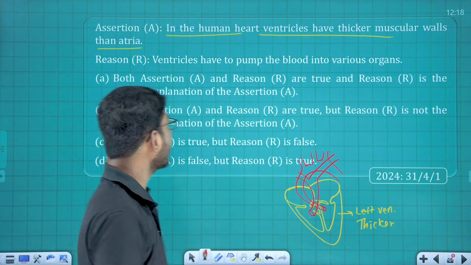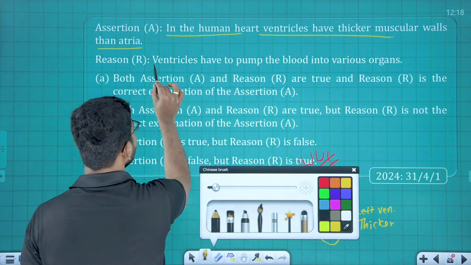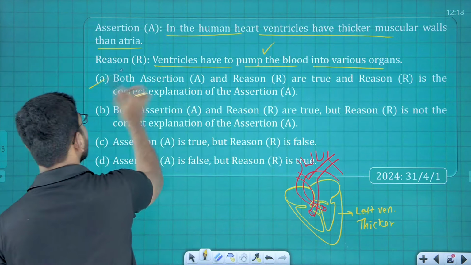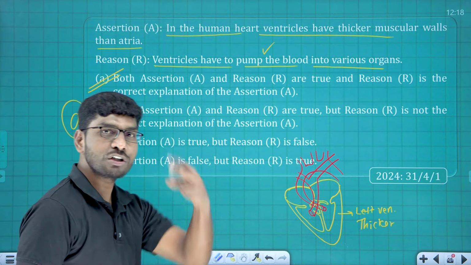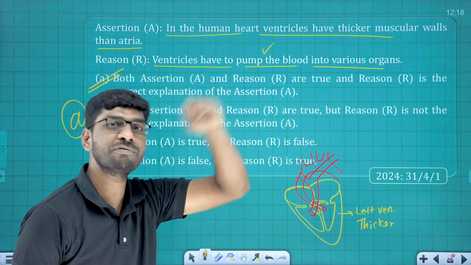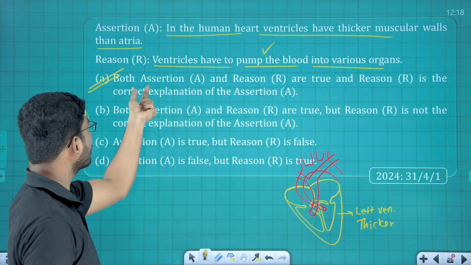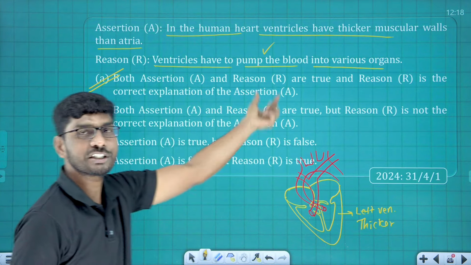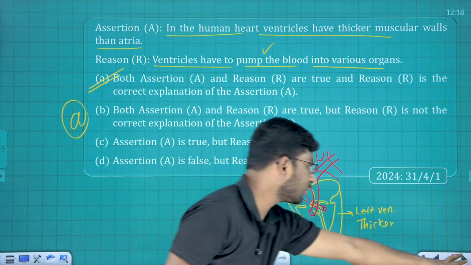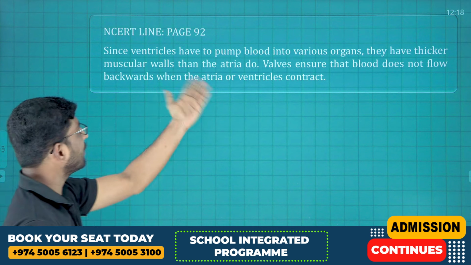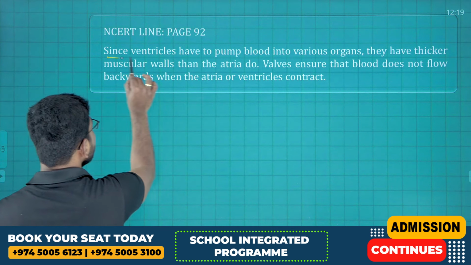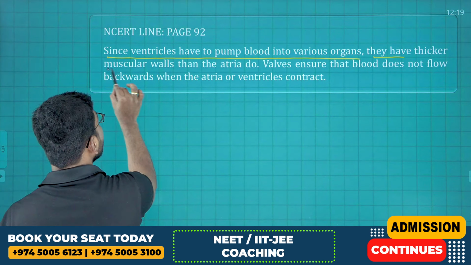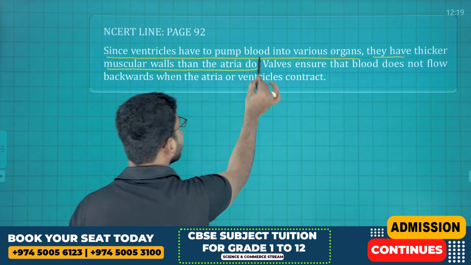Am I clear? So look at here what is given. The reason: ventricles pump the blood into the various organs. So the answer is option A. Both assertion and reason are true and the reason is the correct explanation for the assertion. Shall we move on to the next question? It's clearly mentioned on page number 92. Look at here. Since ventricles pump blood to the various organs, they have a thicker muscular wall than the atria.